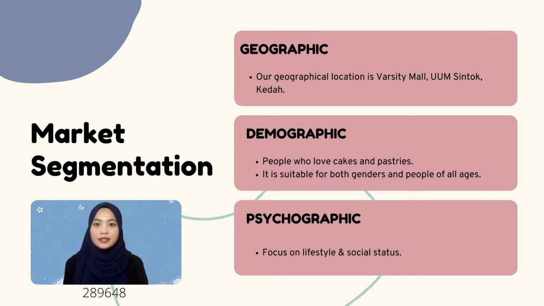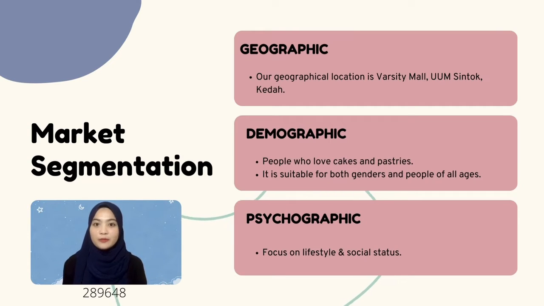Geographic segmentation is about segmenting the community based on the region they live in or work in. This can be done in any number of ways, grouping the customers by country, city, or region. Our business geographical strategy is that we are located in Varsity Mall, which is a shopping mall in UUM Sintok, Kedah. This shopping mall has a lot of facilities and shops, so the number of visitors is large.